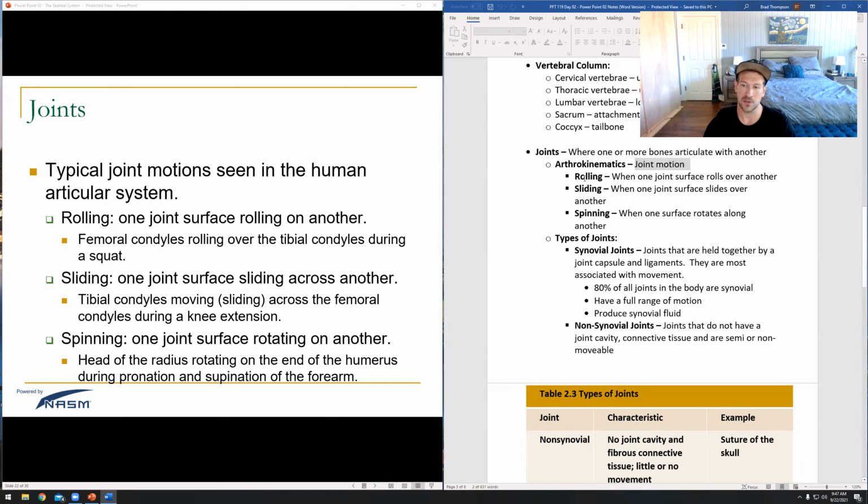Those three primary types of movements are rolling, which is where the surface of one joint rolls across the surface of another. Like I'm doing sort of a rolling action here with my knuckles along my palm. There's also sliding, which is where one joint surface slides across the surface of another bone. And then there's spinning, which would be, if I'm cupping this in a C shape here, and I'm spinning along it, kind of like that, right? So that's a spinning action.